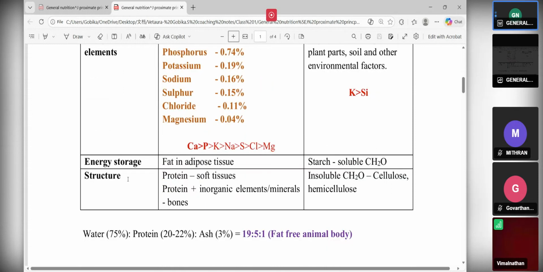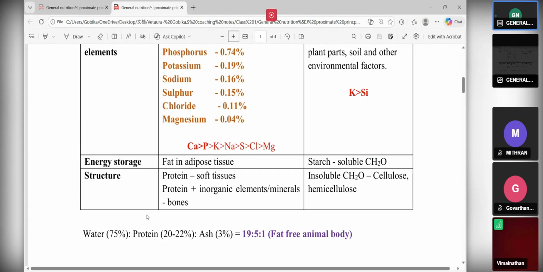Then coming to energy storage, in the animal body, mainly the energy is stored in the form of fat, that too in adipose tissue present under the skin. Then in plants, the main energy storage form is starch. Starch is nothing but, as we all know, a soluble carbohydrate form.